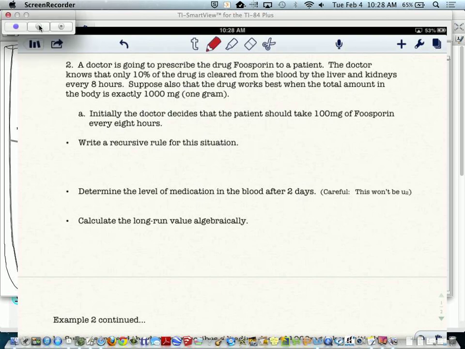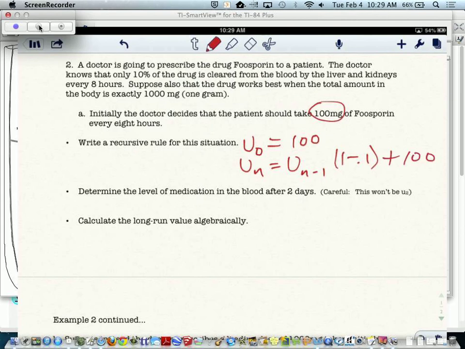We can do the same sort of problem with medications. So if you read the problem, our body is going to metabolize 10% of the drug every 8 hours, and we know that the drug works best when it's at 1,000 milligrams. So initially we're going to take 100 milligrams. So our initial amount is 100. The recursive formula, the rule for it will be take your last amount times 1 minus 0.1 plus we're going to take another 100 milligram dose.